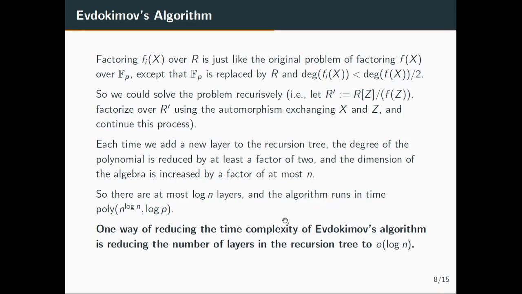So to summarize, the reason Evdokimov's algorithm has time complexity polynomial in n to the log n and log p is that the number of layers in the recursion tree is log n. If we could reduce this number of layers in the recursion tree to little log n, then we could reduce the time complexity of Evdokimov's algorithm. And if we could reduce the number of layers to constant, then we can get a polynomial time algorithm.